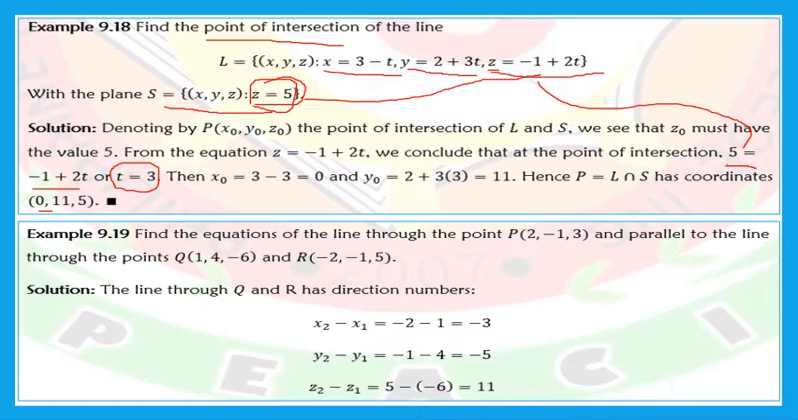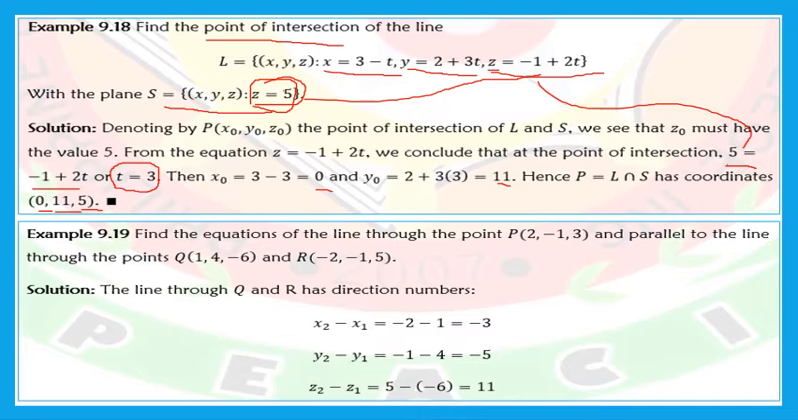Sa 0, yan yung na-solve natin dito. Sa 11, yan yung na-solve natin dito. And then si 5 is yan yung value ng z. Okay. Ang intersection nila, point of intersection nila is 0, 11, and 5. So, madali lang. Kasi formula lang and then substitution. But, nakakalito yung pag-analyze.